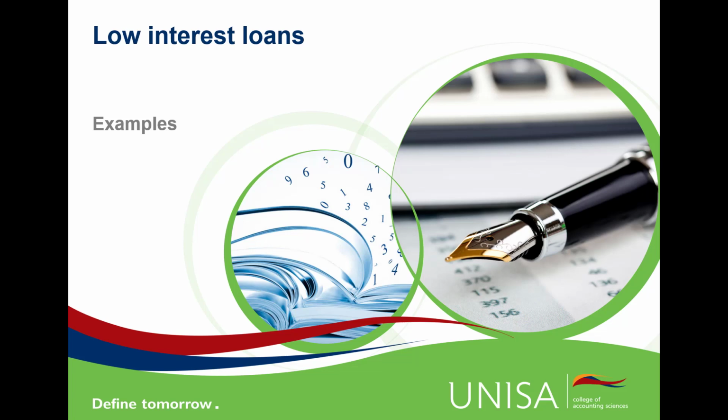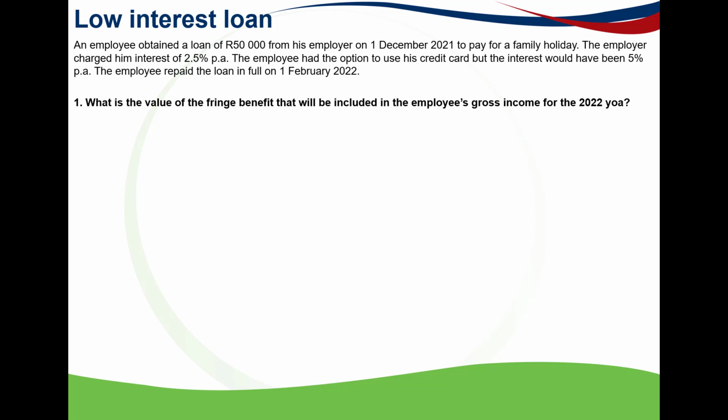In this video, we will look at low interest loans as an example of taxable fringe benefits. The first example that we will be dealing with is as follows. An employee obtained a loan of 50,000 from his employer on the 1st of December 2021 to pay for a family holiday.